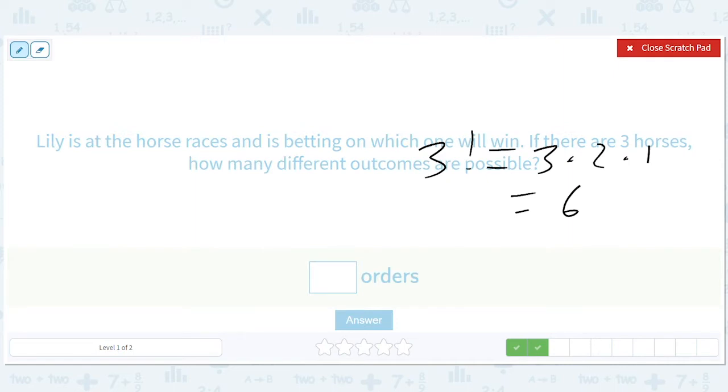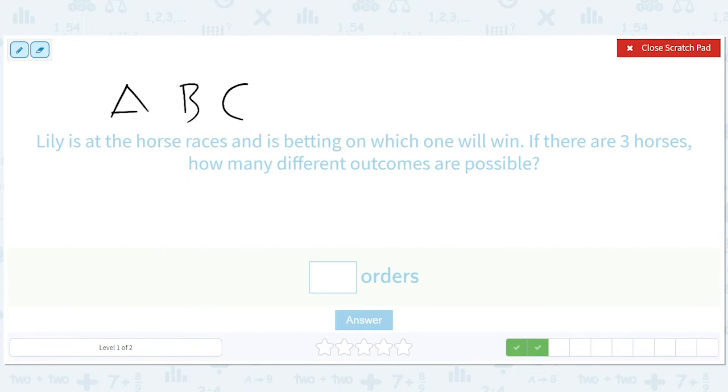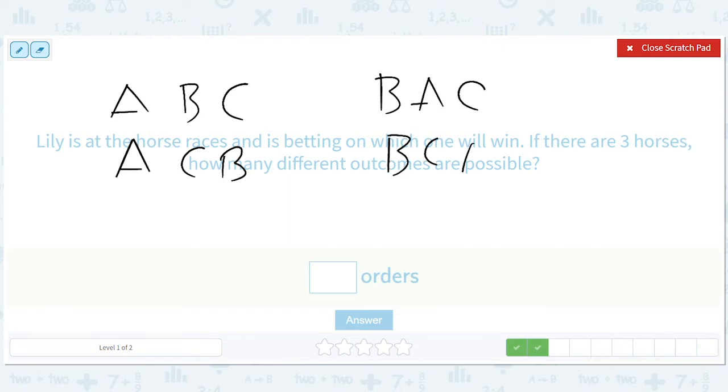We're basically lining up the horses, and we're saying pretend A wins. If A wins, then what can happen? We can have B, C coming in second and third, or we can have C and B coming in. What if B wins? Then we can have A coming in second, C coming in third, or C coming in second, A coming in third. Or what if C wins? Then we can have A coming in second, B coming in third, or B coming in second, A coming in third. So you can see that the answer is 6, right? You can just count 6 here.